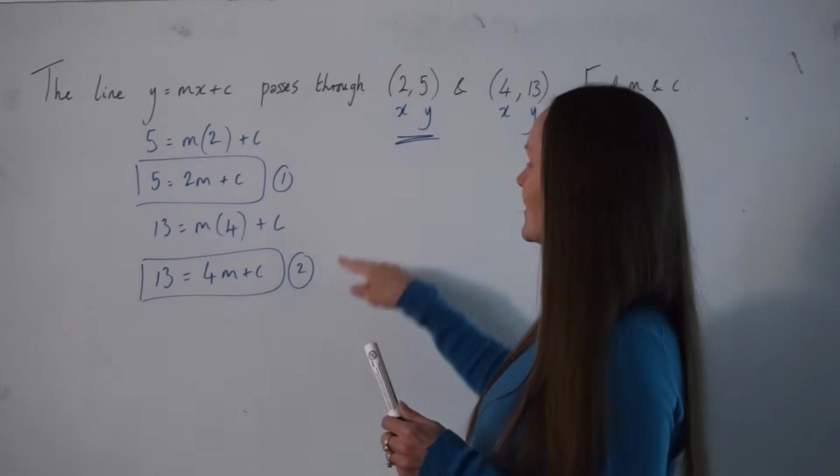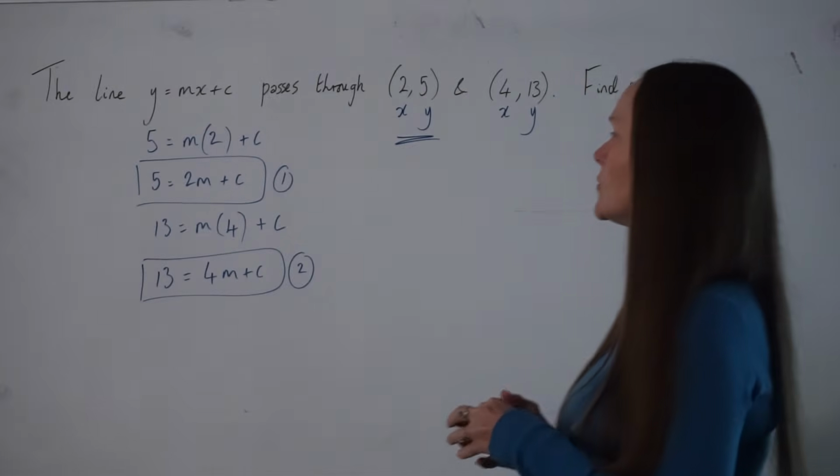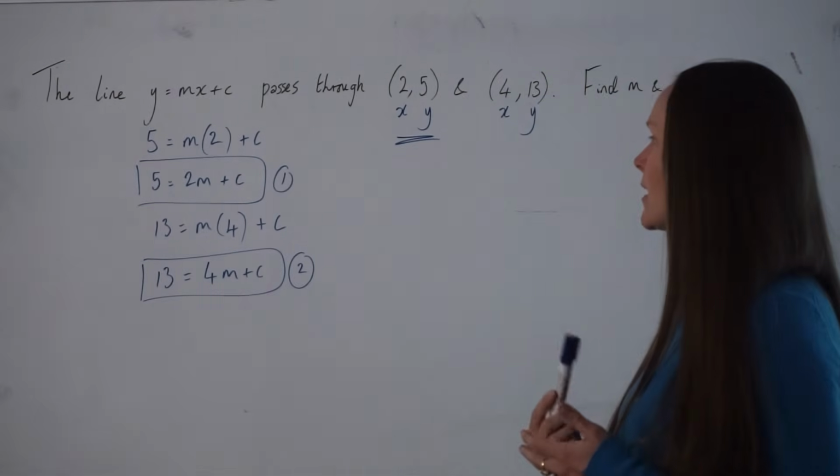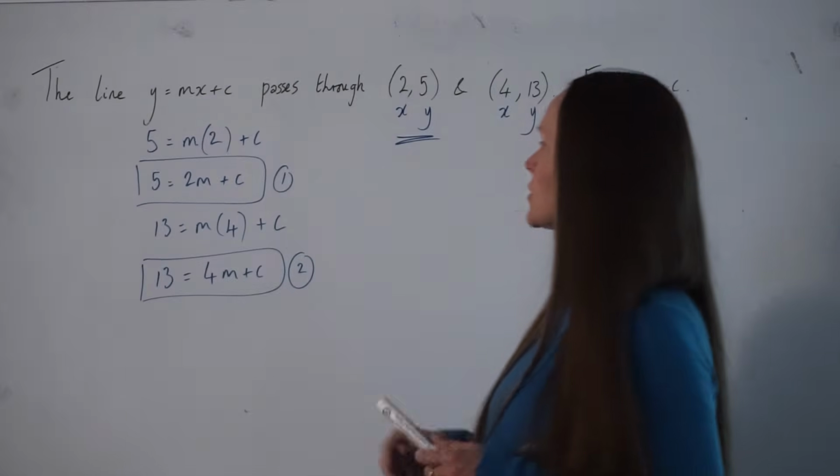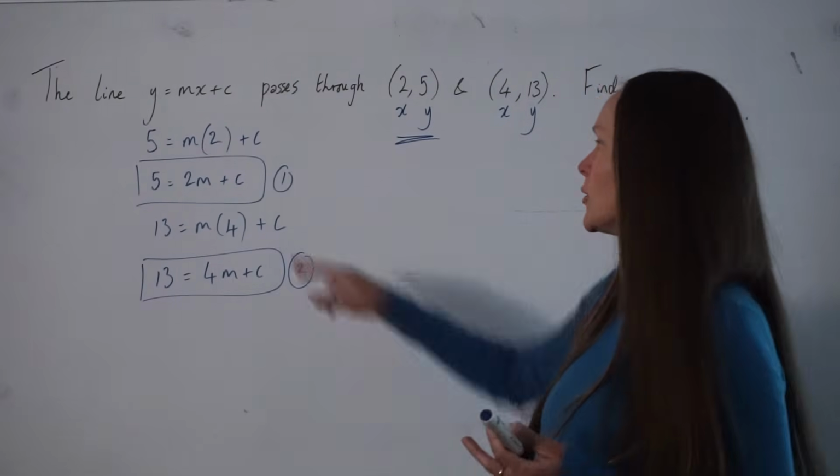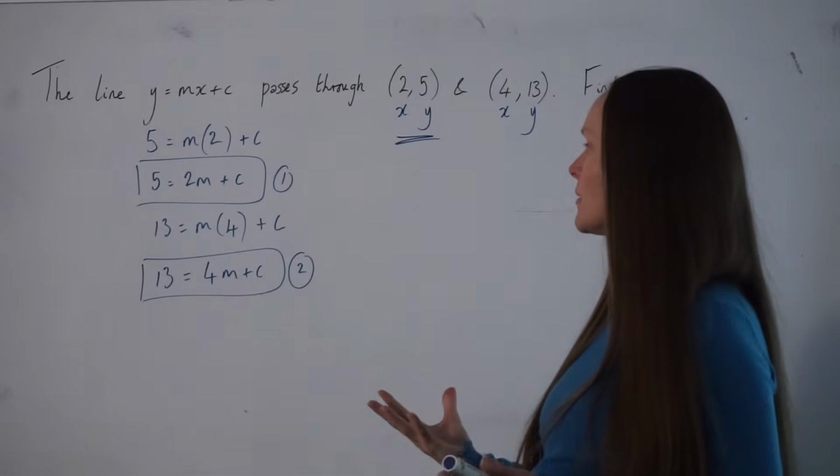Okay, so to solve these simultaneous equations, I'm going to use the elimination method, as when I subtract these two equations from each other, I can eliminate the c value, as c take away c is 0, okay?